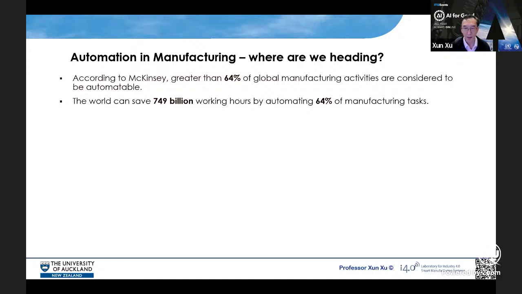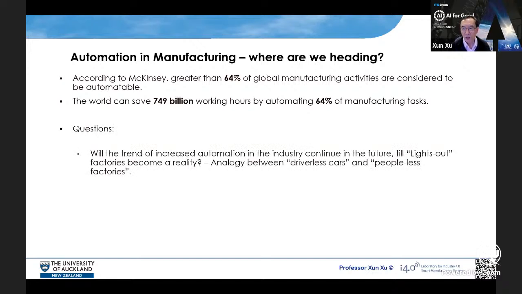I want to pose here, perhaps pose to the audience. Question 1, will the trend of increased automation in the manufacturing industry continue in the future? If that's the case, are we going to have lights-out factories? That means there are no people in the factory. My analogy could be driverless cars versus people-less factories, as we may have driverless cars in the future. So will everything be automated? Are we on that trend?